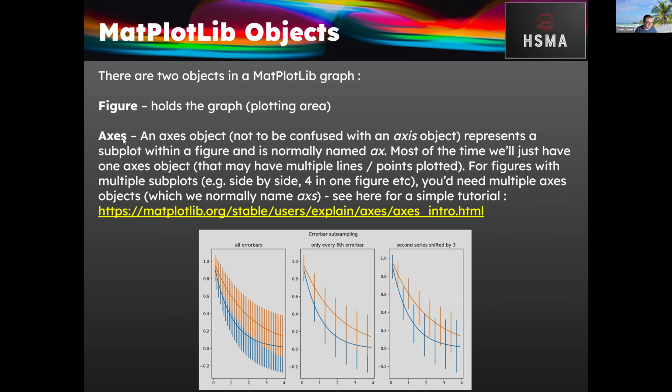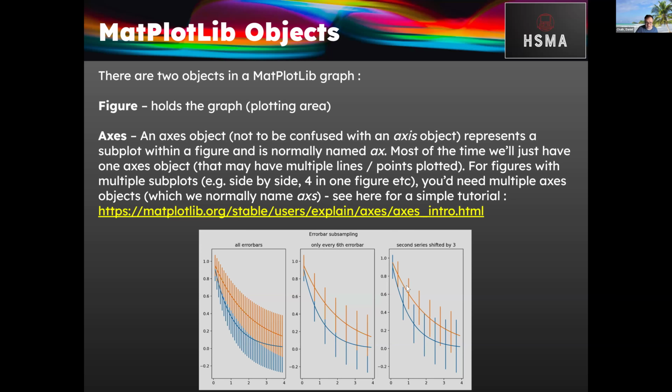And then the other key object is an axes object, not to be confused with an axis object. Axes object, again, not particularly helpfully named, I don't think. But basically, an axes object is a subplot within a figure, and you can call it whatever you like, but we tend to name them ax. Okay. Now, most of the time, we'll just have one axes object.